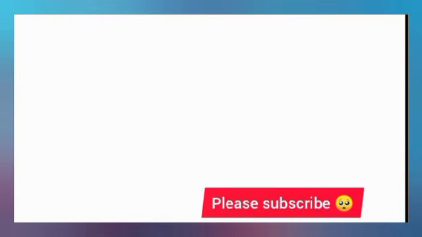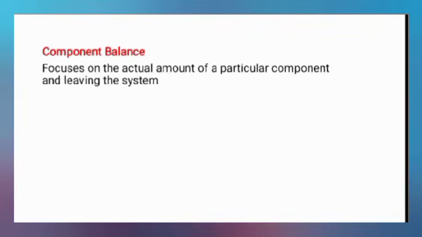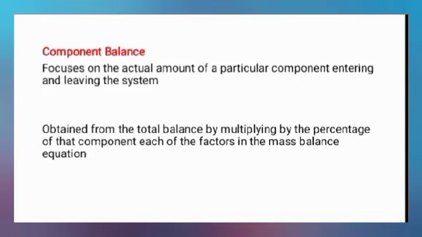So now that we've gotten to understand total balance to be the sum total of whatever is entering the system being equal to the sum total of whatever is exiting the system, let's understand what component balance is. Component balance is like focusing on one particular component found in the raw material. So in a situation like, let's say we want to extract pure sugar from sugarcane, the sugarcane is going to be our raw material. When we take sugarcane for instance, the sugarcane is made up of water and then the sugar.